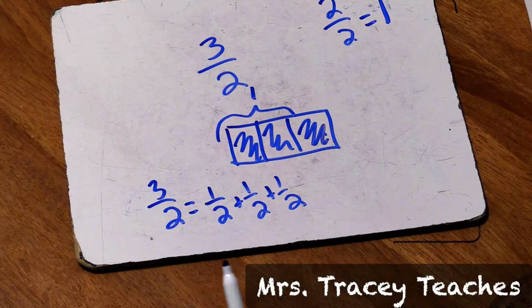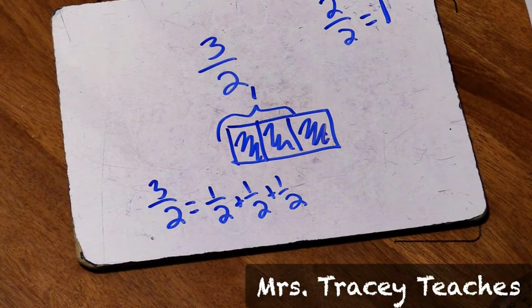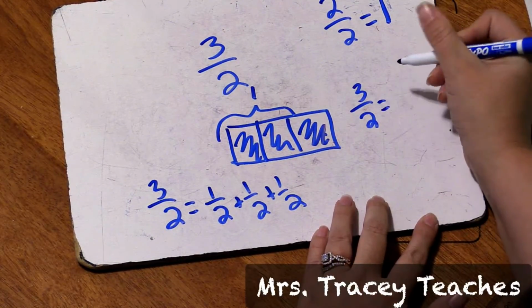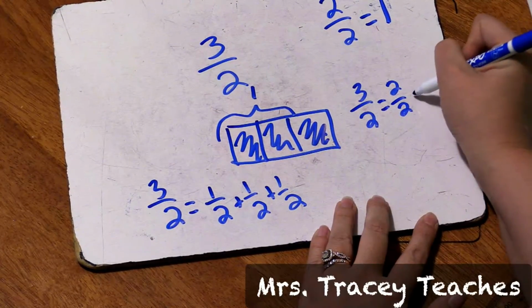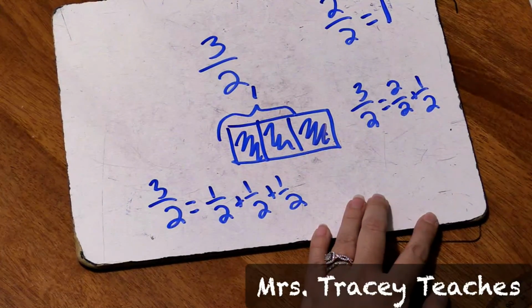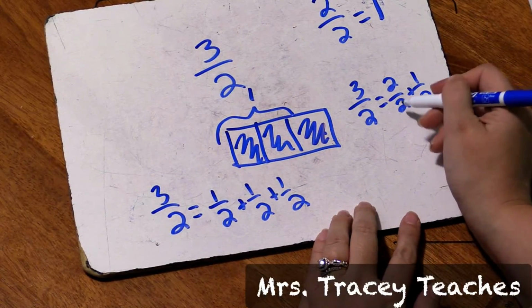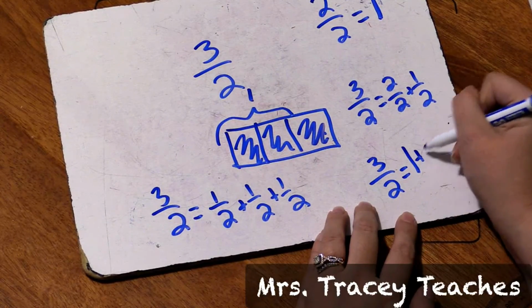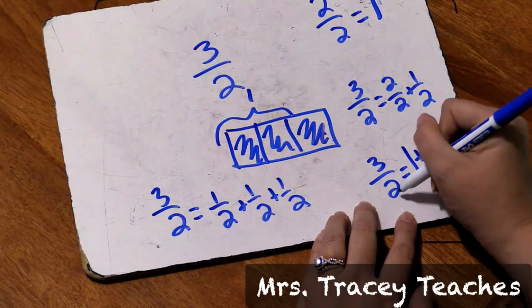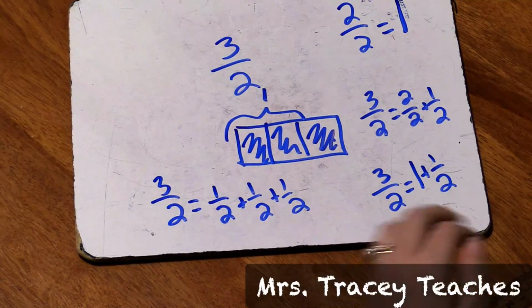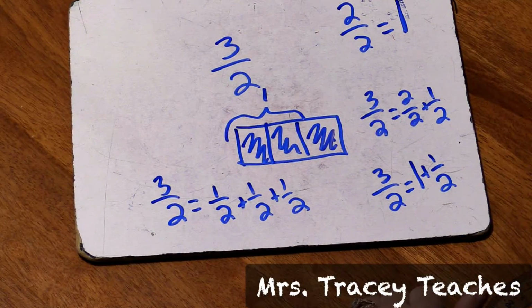So I have 1/2 plus 1/2 plus 1/2 is 3/2. What's another way I can write 3/2? Oh, I know. 3/2 equals 2/2 plus 1/2. That gives me another equation. And the last way I could write this, I know 2/2 is 1, so I can go 3/2 equals 1 plus 1/2, and that gives me 3/2. So those are 3 different ways you can write the same equation. So go ahead and try it on your own and let me know if you need any help.